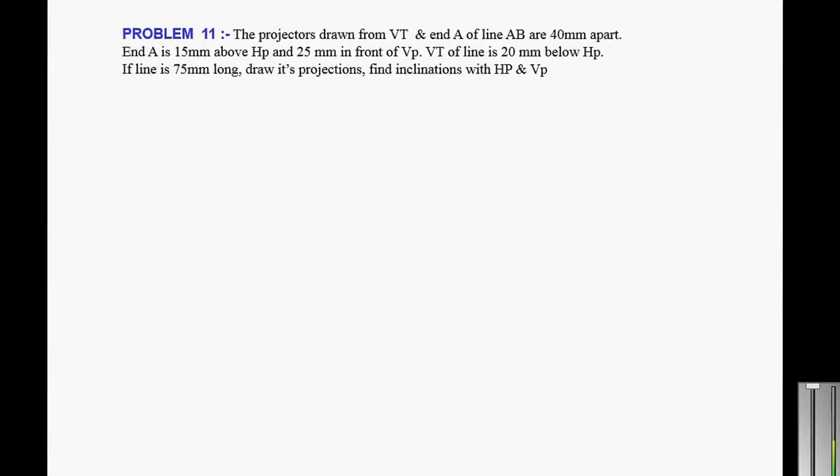Question number 11. The projectors drawn from the vertical trace and end A of a line AB are 40 mm apart. End A is 15 mm above HP and 25 mm in front of VP, so point A is in the first quadrant. The vertical trace of the line is 20 mm below HP. If the line is 75 mm long, which means the true length of the line is 75 mm, draw its projections and find the inclinations with HP and VP. So theta and phi should be found out.